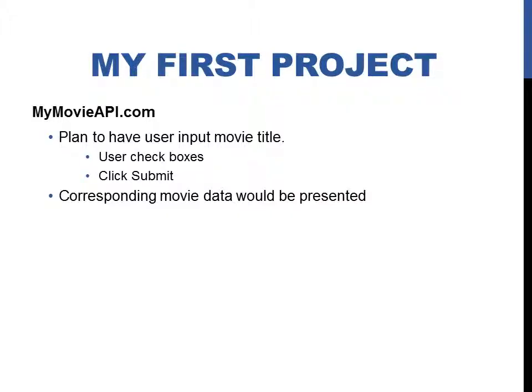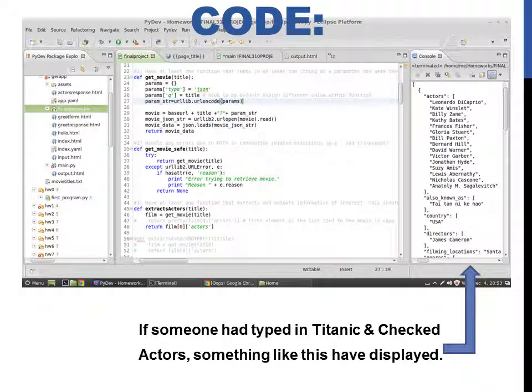My first project utilized an API called My Movie API, which, as you can imagine, was a database full of movie information. I planned to have my users input a movie title and select from certain movie attributes. My application would then present them with the corresponding data. The project was coming along great. Here's a bit of my code showing the type of data I could return to my user. Here, for example, if the user desired information about Titanic, maybe their directors, or listed their actors.